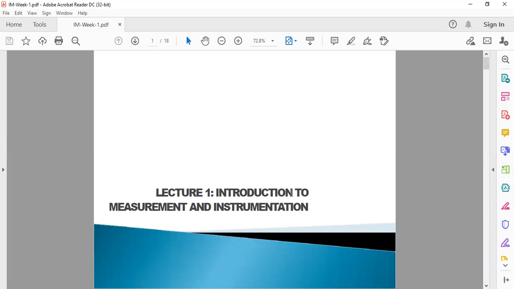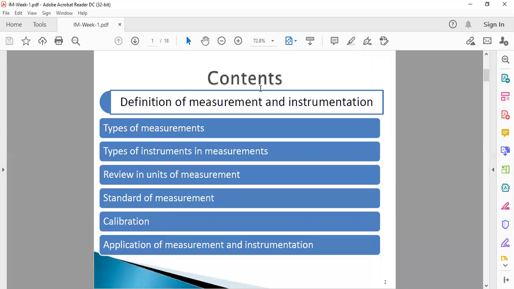Measurement and instrumentation. Instrumentation and measurement is the name of our subject. It's a very interesting subject. You may learn a lot of things that are associated with your daily life in this course. So, it's the first lecture. Let's start with the introduction of the instrumentation and measurement.